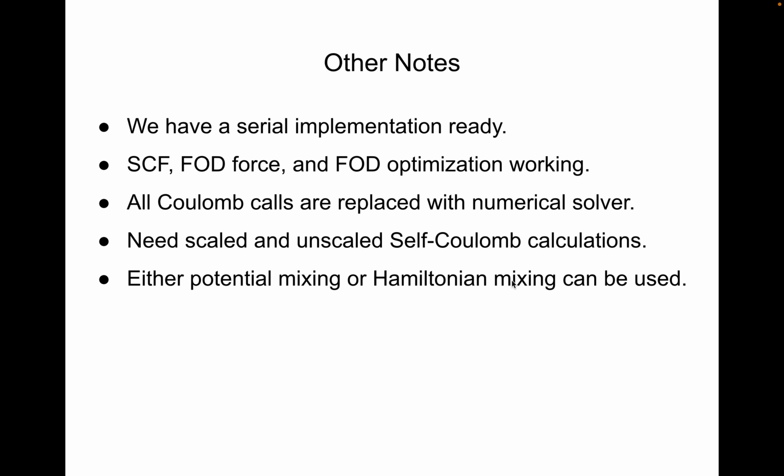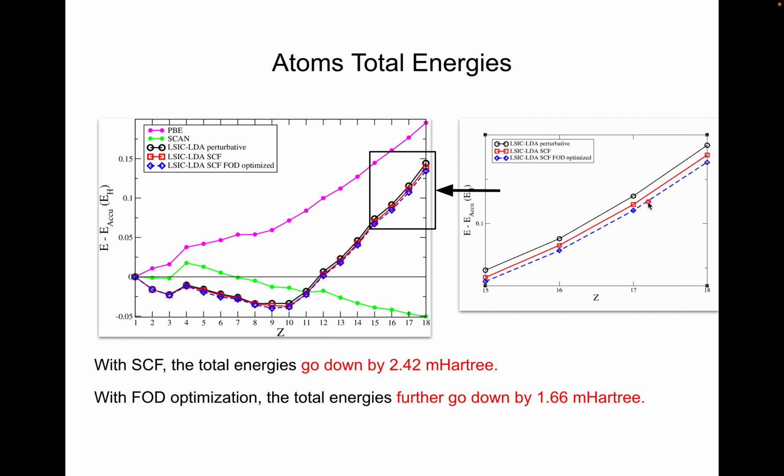And similarly, going from the SCF to the FOD optimization, the energy goes down even further. The energy goes down from the SCF to the FOD optimized by an average of 1.66 millihartree. That's what we saw for the atom total energies.